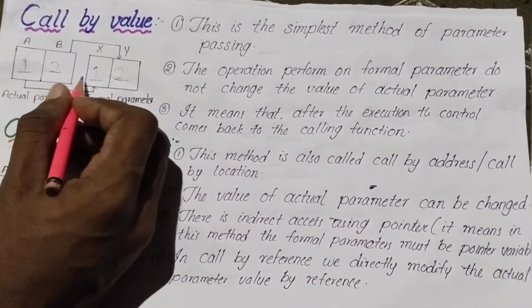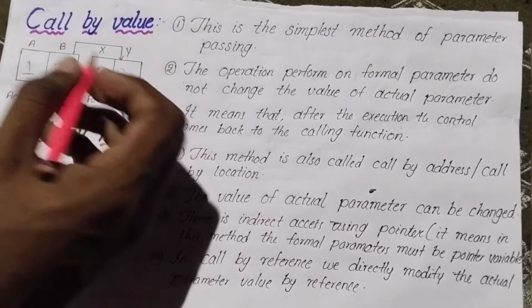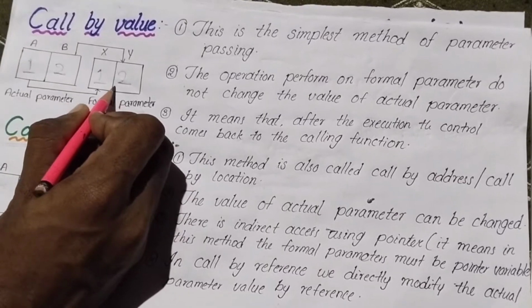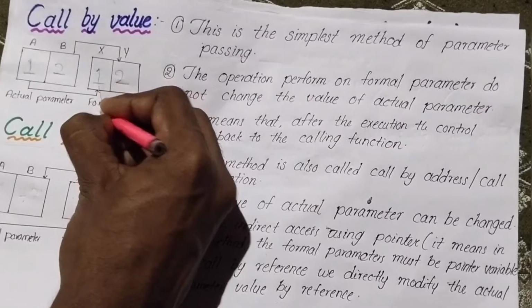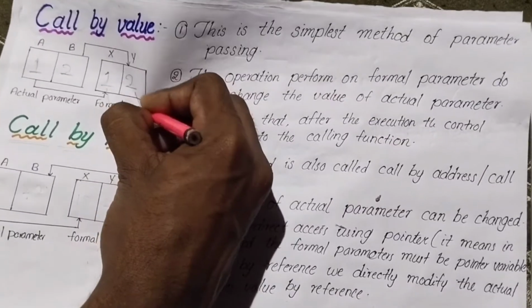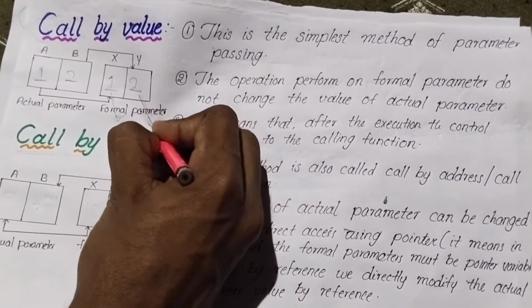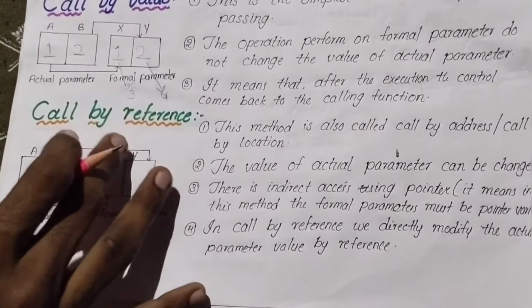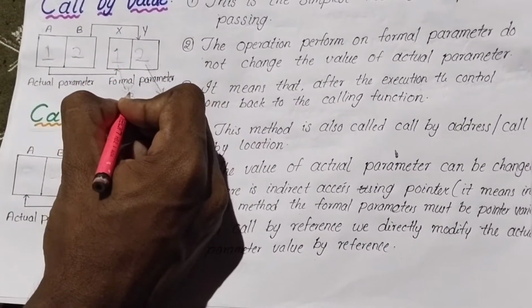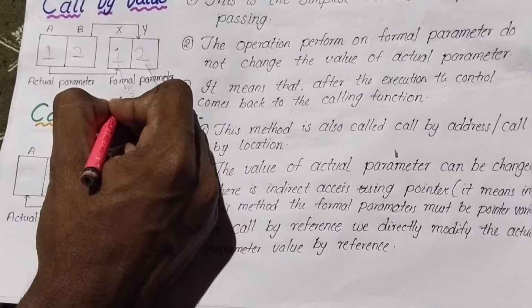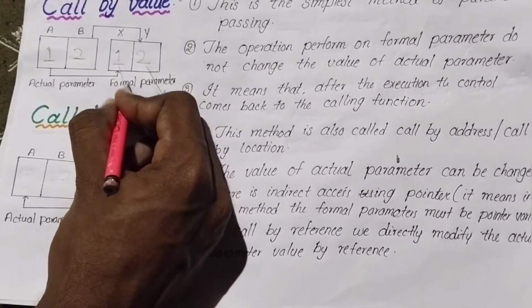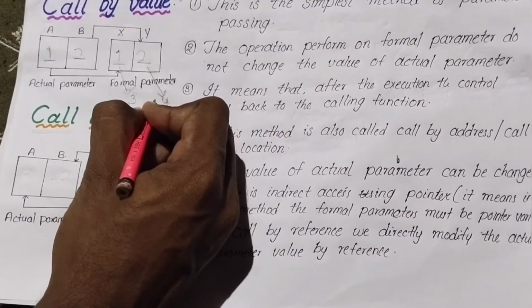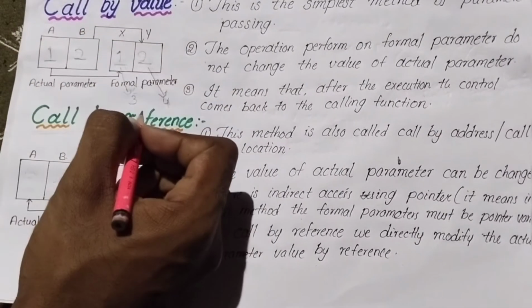Now the main concept of call by value is that when the values in the formal parameter are modified, for example 1 changes to 3 and 2 changes to 4, then there is no effect on the actual parameter, even if the values are changed in the formal parameter. This is call by value.